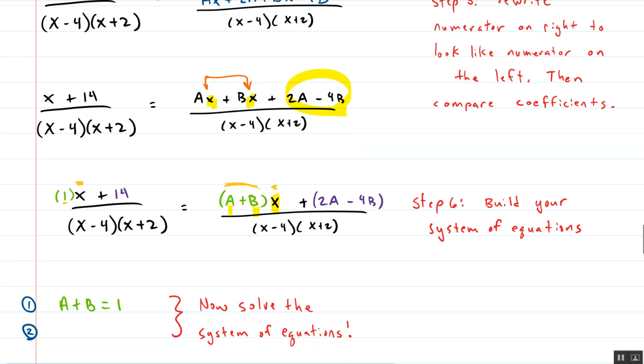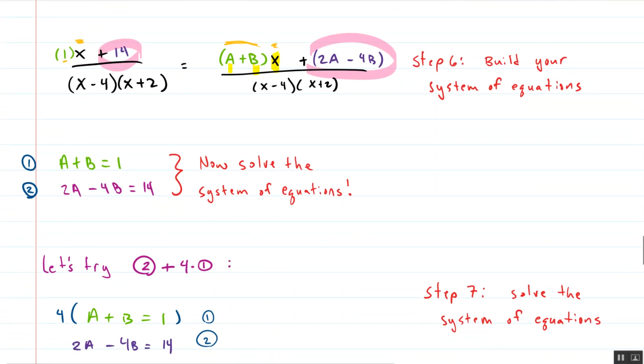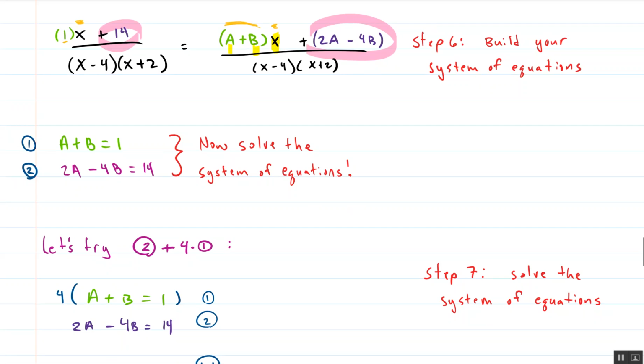So 2a minus 4b has to be equal to 14, or the left side and the right side aren't the same, right? And that's what we want. So there we have our second equation: 2a minus 4b has to be equal to 14. Now we're back into the world where we have two equations, two unknowns, and we solve that system. This is a fairly simple system, so that's great. Let's do it.